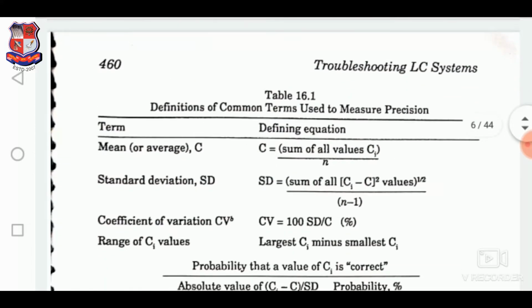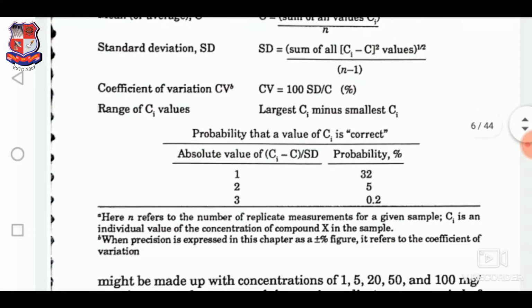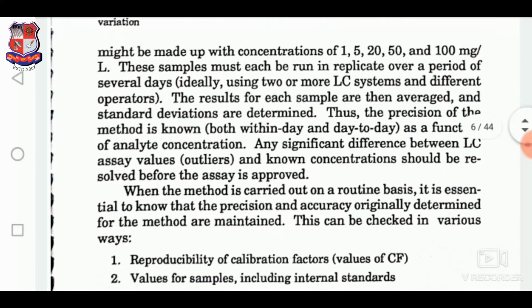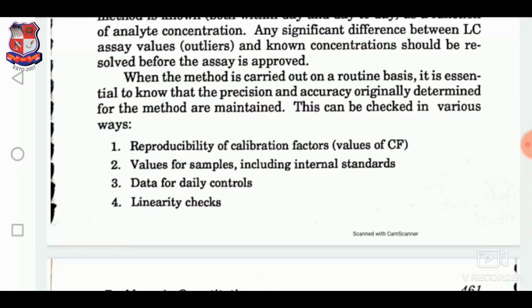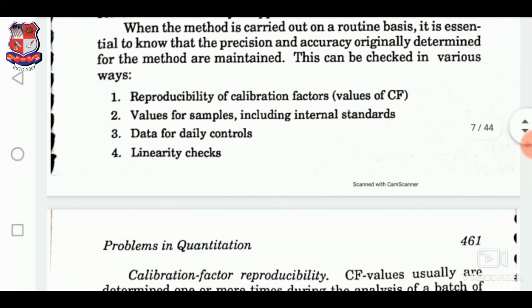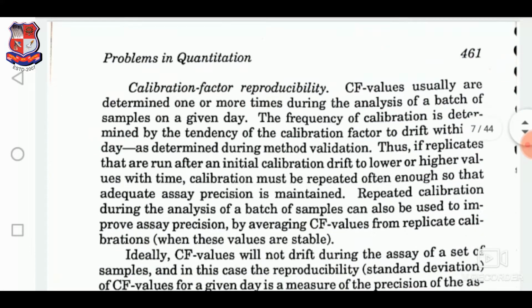So this is a table with definitions of some common terms used in the measures: the mean, standard deviation, coefficient of variation (CV), and the range of values. The range is also used. When the method is carried out on a routine basis, it is essential to know that the precision and accuracy, that is P&A, originally determined for the method are maintained. This can be checked in various ways: reproducibility of calibration factor values, data for samples, data for daily controls, and linearity checks.